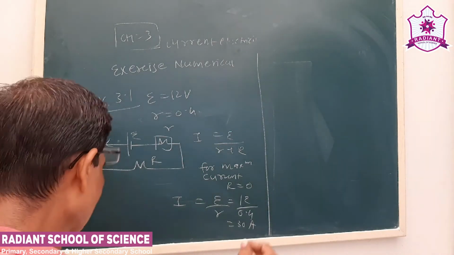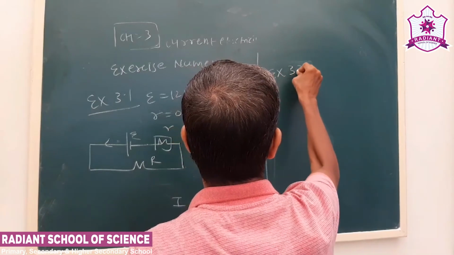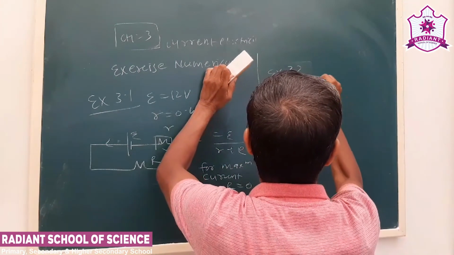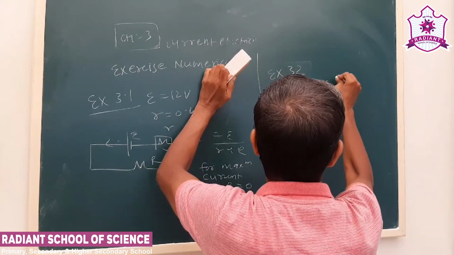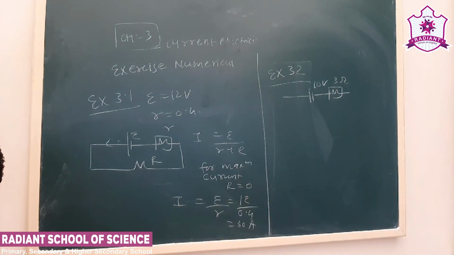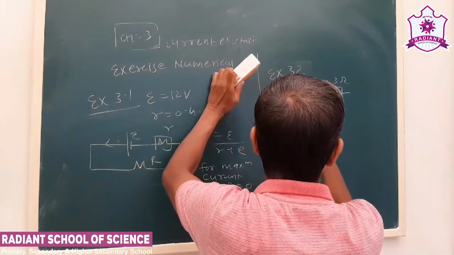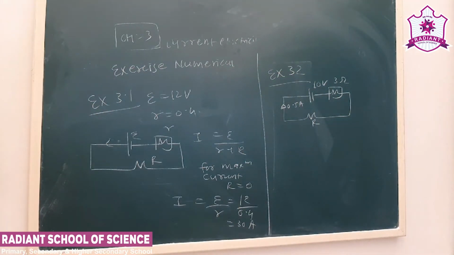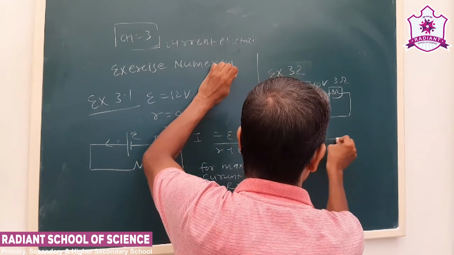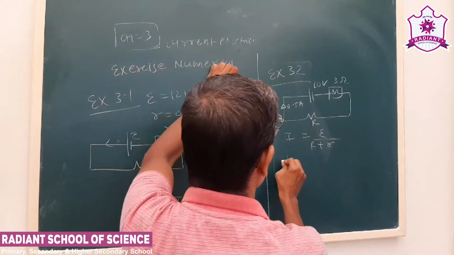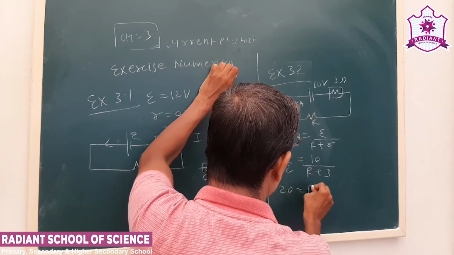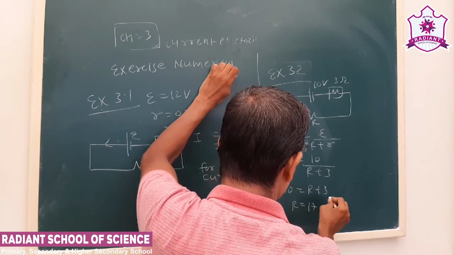Now second example, see, a battery of 10 volt and internal resistance 3 ohm is connected with an external resistor. Current is 0.5 ampere. What is the value of R and what is the terminal voltage? Now again we use the same equation. I is equal to E upon R plus r. 0.5 is 1 by 2. E is 10. So 20 is R plus 3. R is equal to 17.